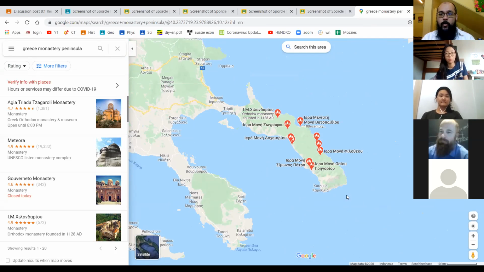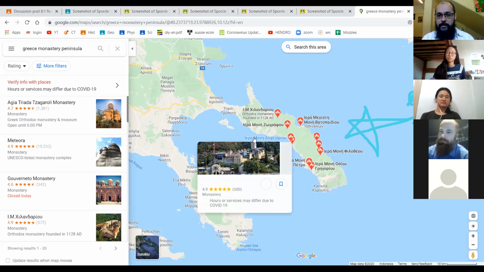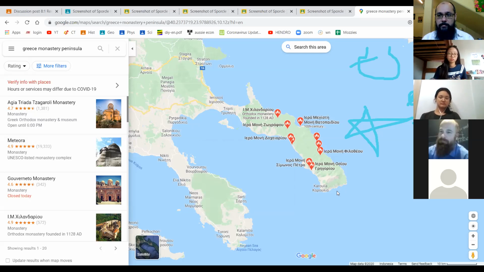Wow. Why don't they make a woman-only peninsula? You could, but it would not be a monastery. It'd be an abbey or a nunnery. Why is it a monastery? Because there's monks. Monastery comes from the word monk, mon, or man.